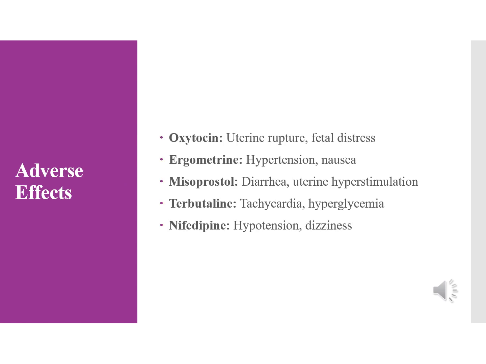The adverse effects which can be caused by oxytocin administration are uterine rupture, as it is a potent uterine stimulant. It can damage the uterine cells or uterine linings, and it can cause fetal distress. Ergometrin can cause hypertension and nausea. Misoprostol can be responsible for diarrhea and uterine hyperstimulation, terbutaline can cause tachycardia and hyperglycemia, and nifedipine can cause hypotension or dizziness.